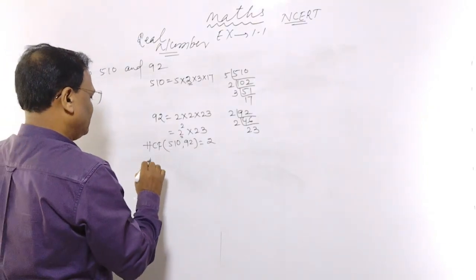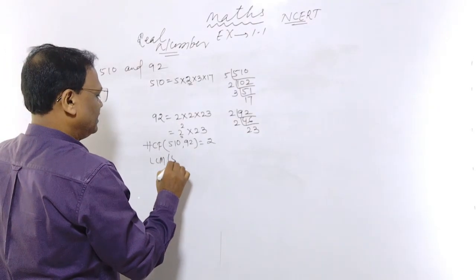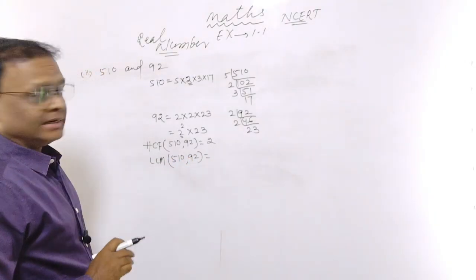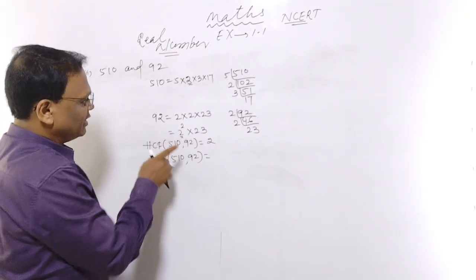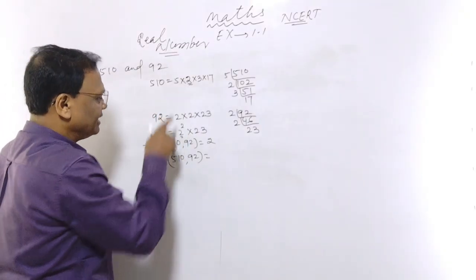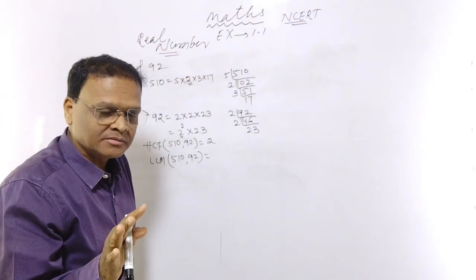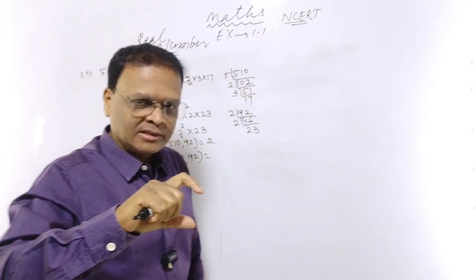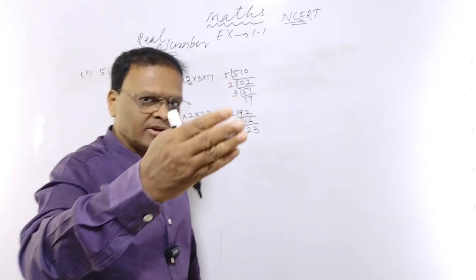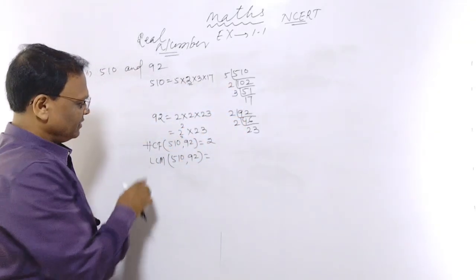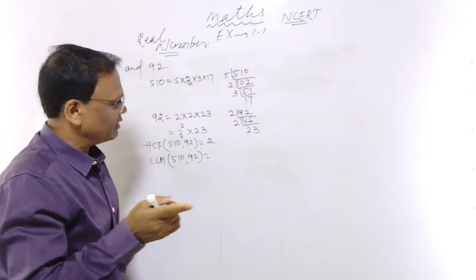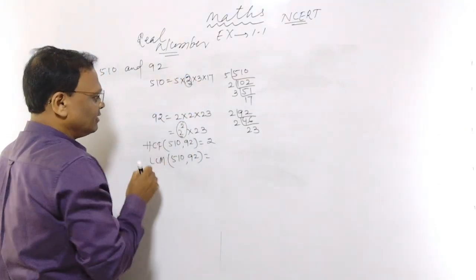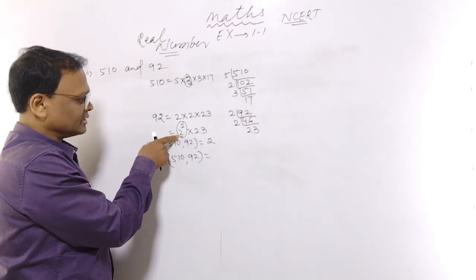Now I'll find LCM. Again, for the LCM, I'll take all the numbers. In LCM, out of these two, I'll take the highest power, completely opposite. In LCM, you have to take the highest power of the prime factors. So out of these two, I have to take this one. Its power is the highest, right?